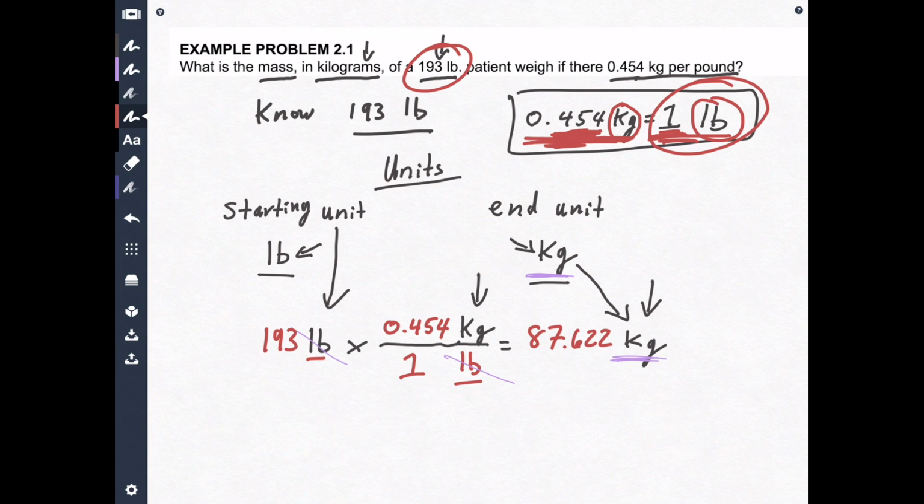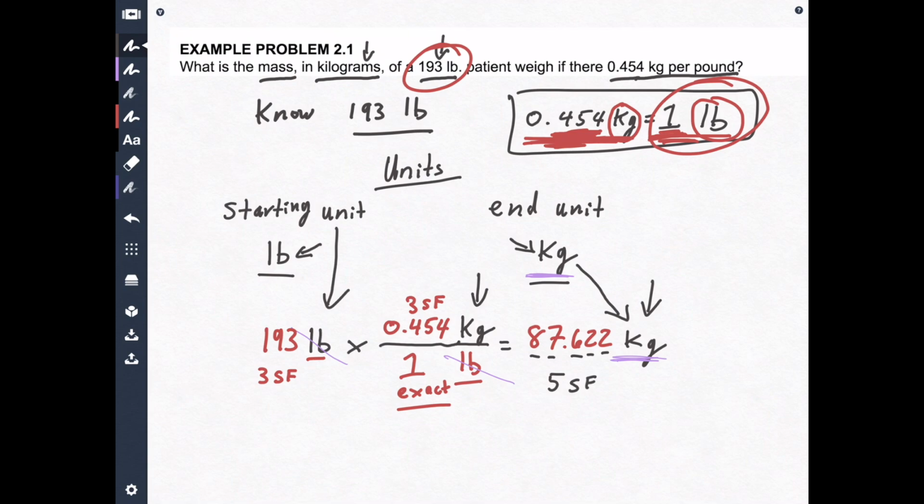Now we have to round. Well, this number has 3 significant figures. We learned how to do significant figures in experiment 1. This number has 3 significant figures. And this is an exact number. All right, so we have to round our final answer to 3 significant figures. But this one has 1, 2, 3, 4, 5. So we have to round it.